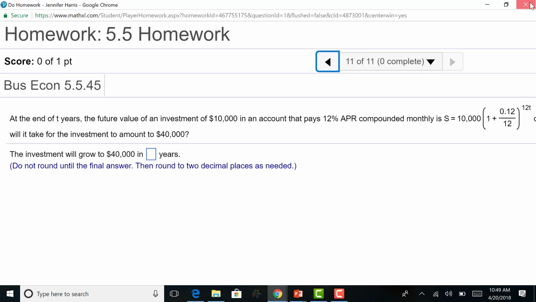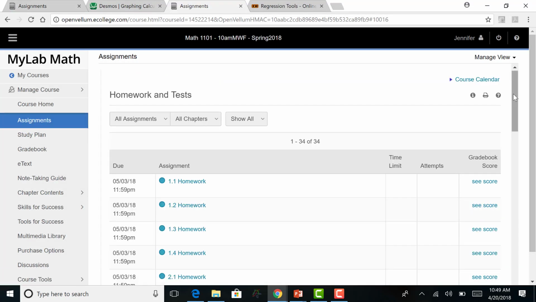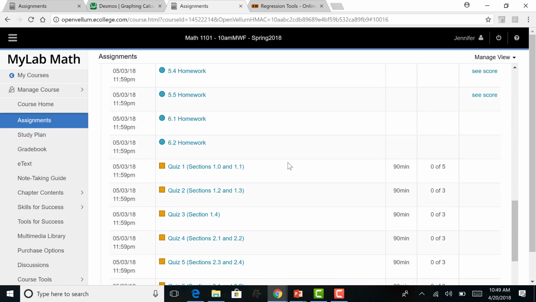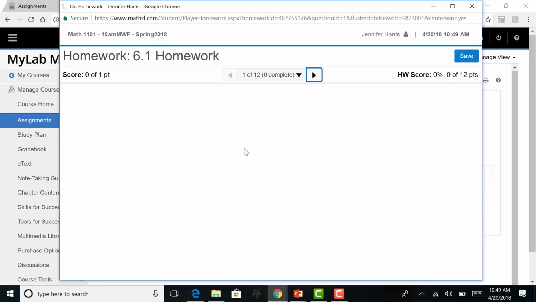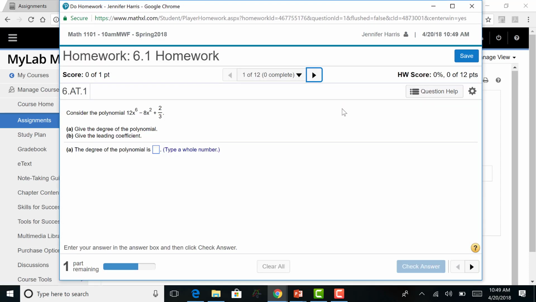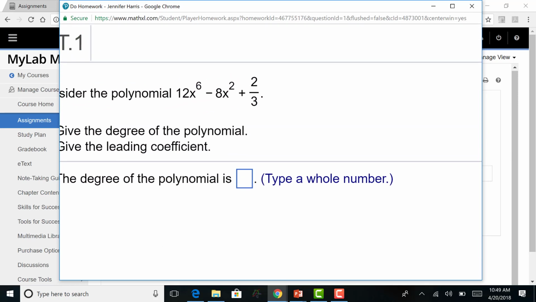All right, so with that said, let me look back at 6.1 and 6.2, to see if there's anything in them. There's 6.1. All righty. It wants to know what's the degree of this polynomial? Look at the highest exponent you see. 6. What's the leading coefficient? 12. The leading coefficient is the number that sits in front of x to the 6th.